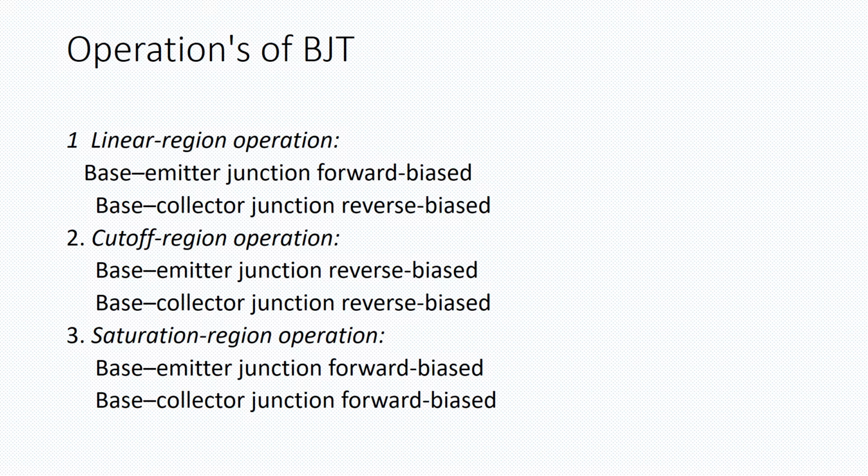Operations of BJT, various operating regions of the bipolar junction transistor. Linear region: base emitter junction is forward biased, base to collector junction is reverse biased. Cutoff region: base to emitter junction is reverse biased, and at the same time base to collector junction is reverse biased. Saturation region operation: base to emitter junction is forward biased, and base to collector junction is also forward biased.